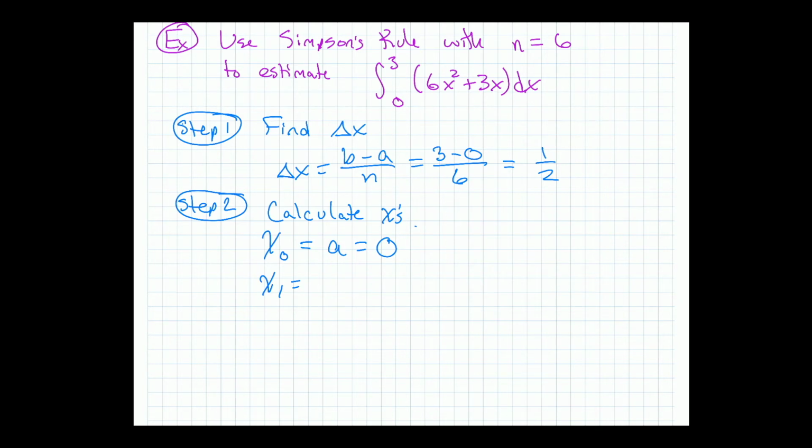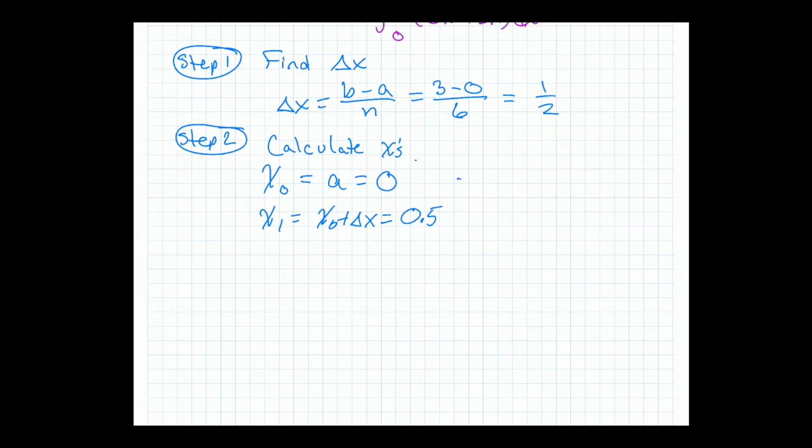So x0 is a, which is 0. x1 is going to be x0 plus delta x. You're just adding delta x, so it's 1/2. You can write these as decimals if you want. If it's halves or quarters, I'll use decimals. If it's thirds, I'll write them as thirds because 0.33 is not 1/3, so you can't write it short with a decimal, but for a half and a quarter you can. So you just add delta x every time.